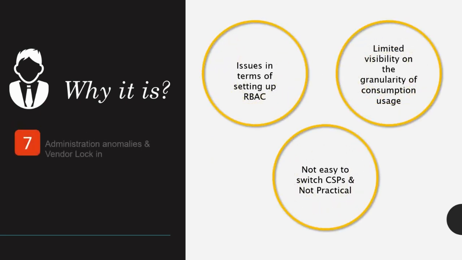This leads to the next point, that is administration anomalies under vendor lock-in. Under administrative anomalies, organizations which opted for a multi-cloud deployment model with multiple cloud service providers face issues in setting up role-based access control, which varies between cloud service providers. Another issue is that administrators and procurement executives get limited visibility on the granularity of the consumption usage, so approving an invoice is a challenge for them.